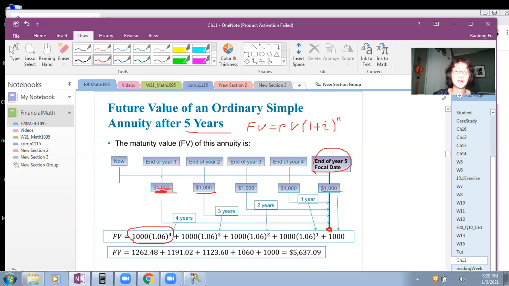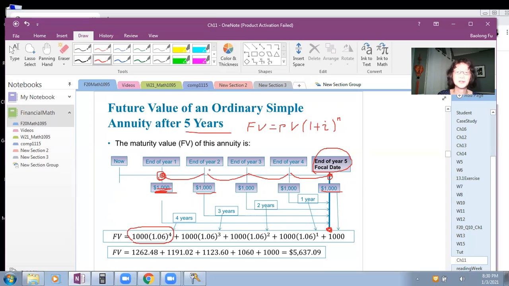Okay. This is end of year 1, year 2, year 3, year 4, year 5. Actually, there is only four years. Why is it 4 years? See, 1, 2, 3, 4. So from here to here, it is 4. N equal to 4. That's why it is 4.